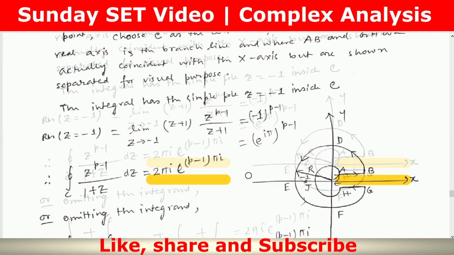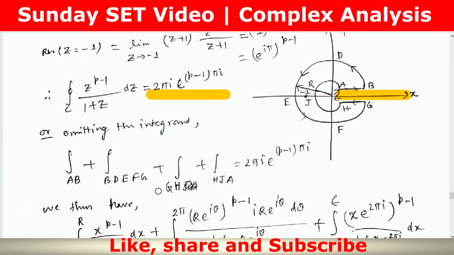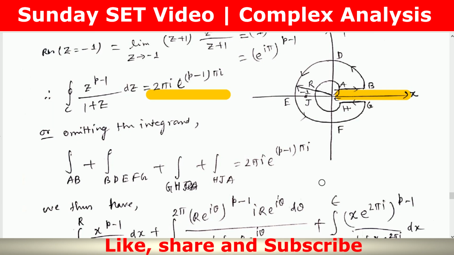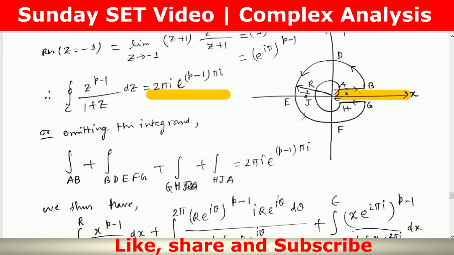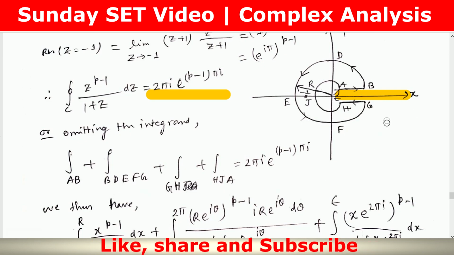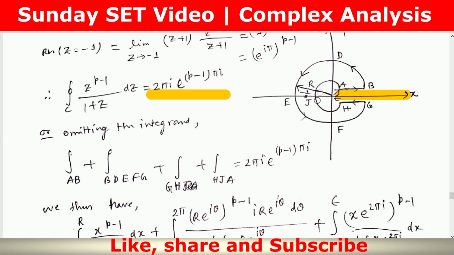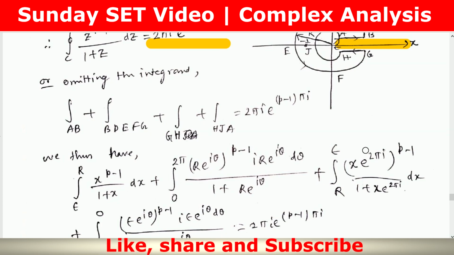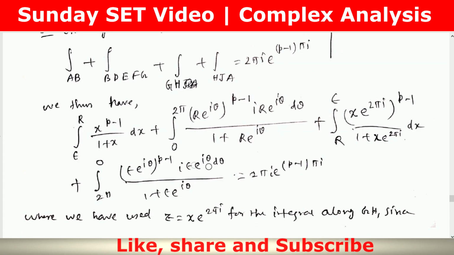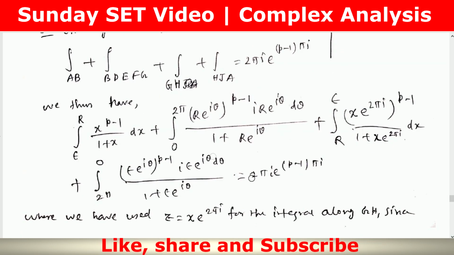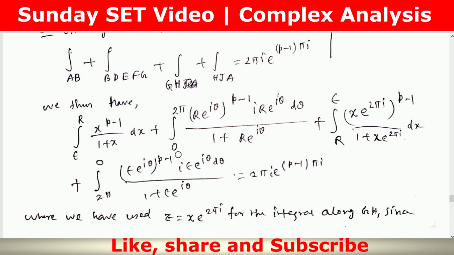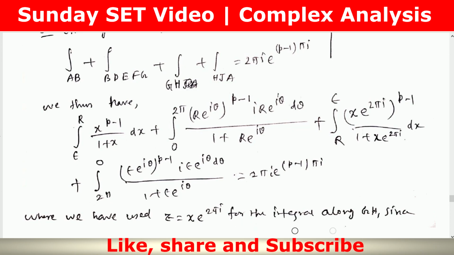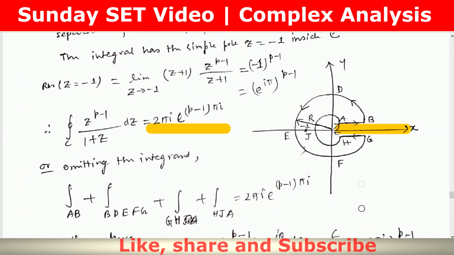So we are using the same method. We are just decomposing the whole integration into several parts: from a to b, then b, d, e, f, g, then g, h, then h, j, then back to a. So we have written it like this, where we have used z equals x e to the power twice pi i for the integral along gh.